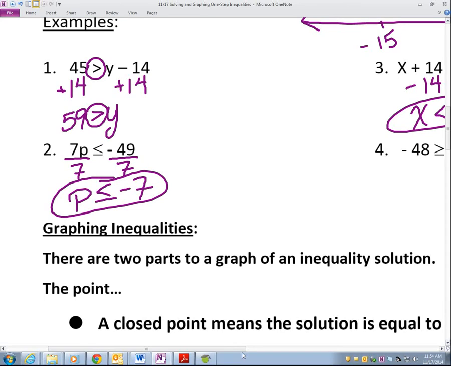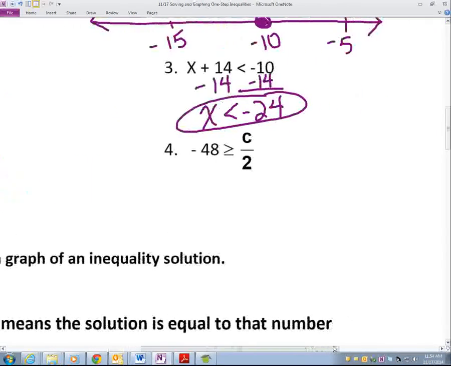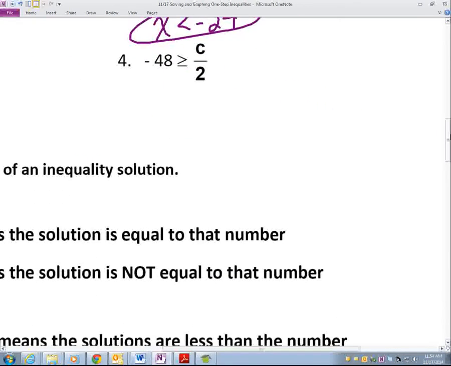Graphing, we forgot number 4. We forgot number 4, y'all. C, we have to solve for C. What's happening to C? What's happening to C, Tony? Sorry, Tony. It's being divided by how much? 2. And how do we make that divided by 2 go away?